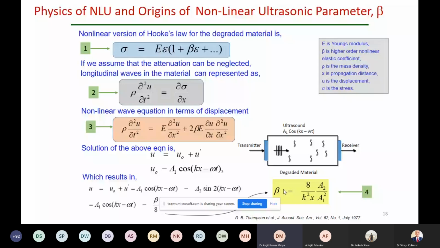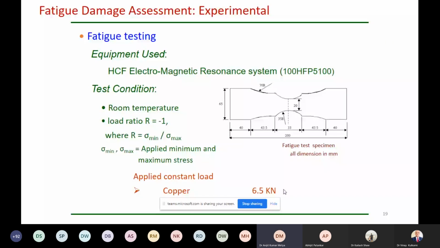So coming to the final example of how we can do fatigue damage assessment. We have done some high cycle fatigue damage in a copper sample, a very basic material. This is not so much structural, but a basic material.